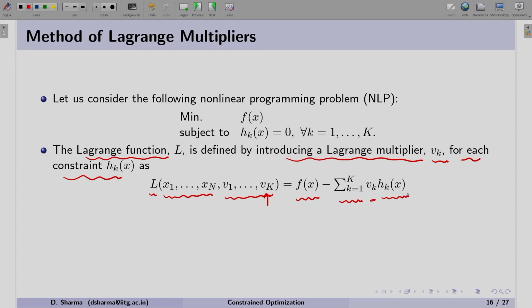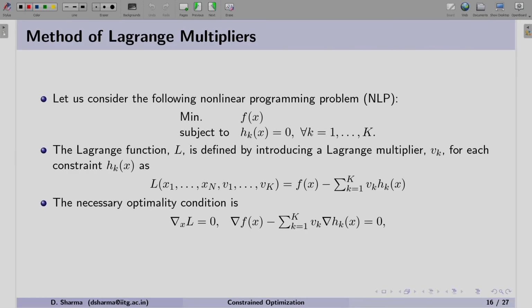What we can see from this equation is that we started with the constrained problem where we want to minimize a function subject to various equality constraints. With the help of the Lagrangian method, or the Lagrangian multiplier, we have converted this constrained problem into an unconstrained problem. So, the question is, can we use the optimality conditions which we have understood for the unconstrained optimization problem? The answer is yes.